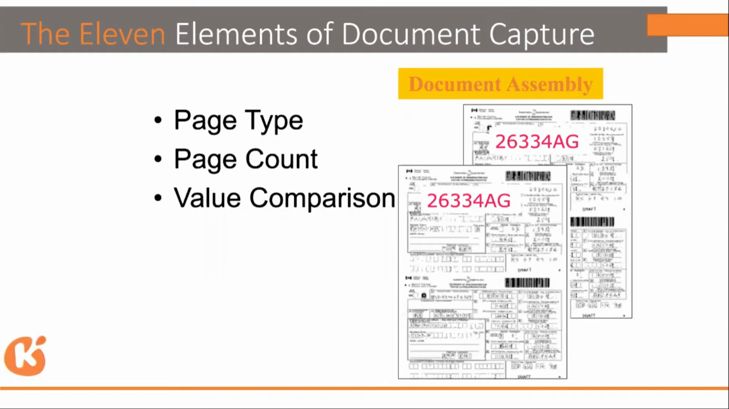Document assembly: we can count the number of pages, how many pages there are, and which type of page it is. For example, if I'm scanning only one page and this is a service request page, we can set page type equal to service form. Page count is how many pages there are. For one document to another, we can compare the value, like which document contains the clarity of the value. All these come into document assembly.